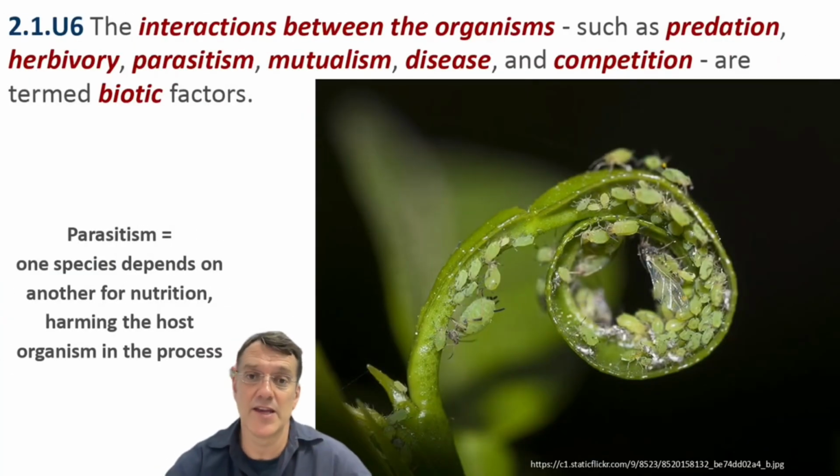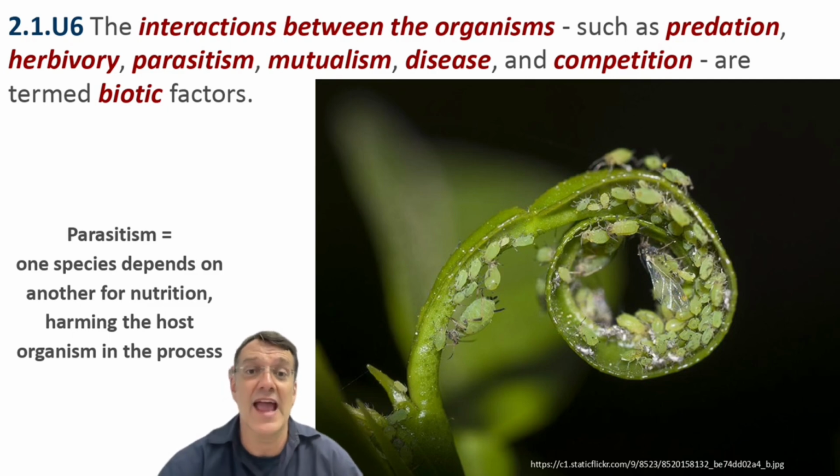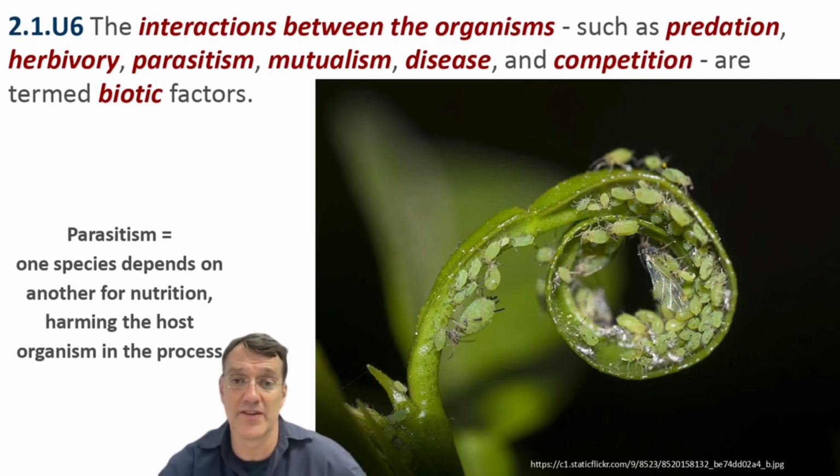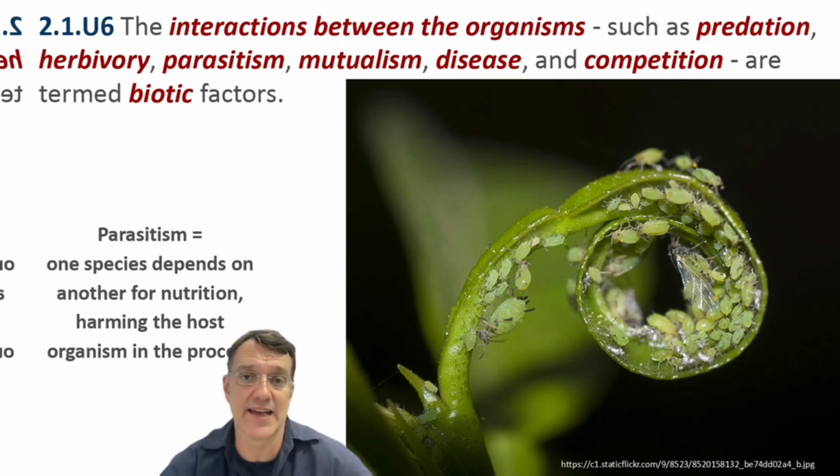Parasitism is a biotic interaction where one species depends on another for nutrition, and that harms the host organism in the process. In this image, we see aphids feeding on a plant. Unlike predators that quickly kill their prey, parasites typically extract resources from their host over a long period of time, and this causes gradual harm rather than immediate death.